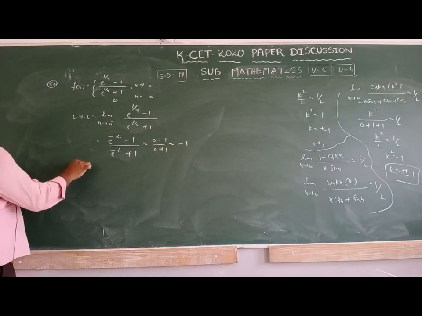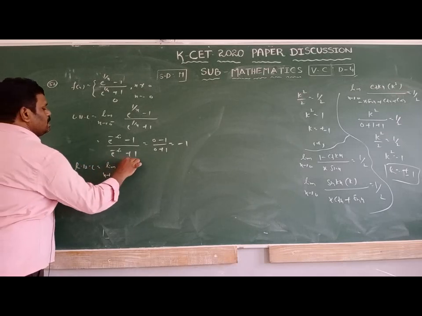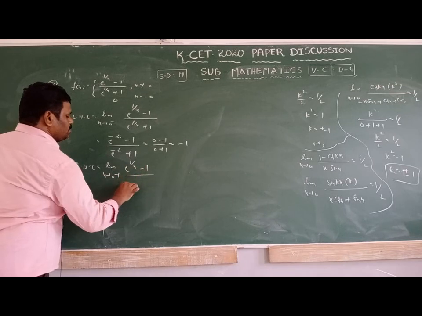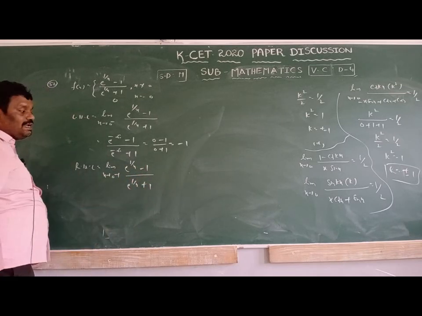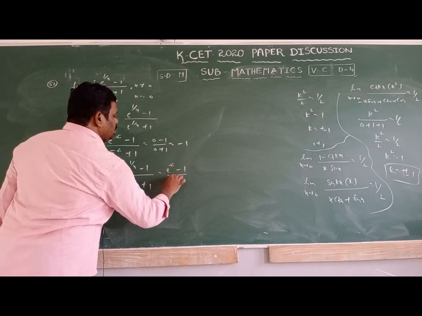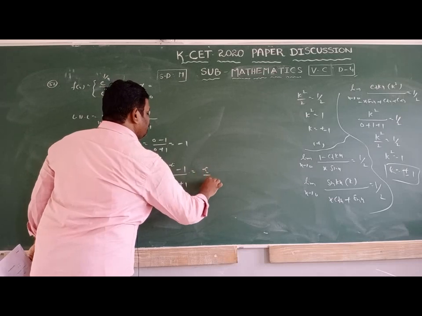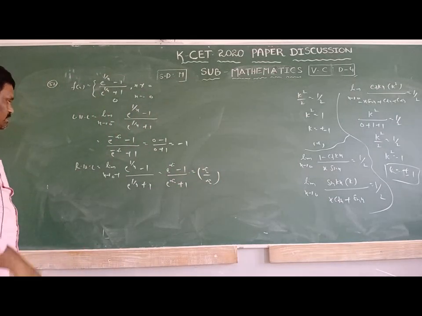Next RHL, right hand limit is limit x tends to 0 plus of (e power 1 by x minus 1) by (e power 1 by x plus 1). But if we directly substitute the limit, what happens? (E power infinity minus 1) by (e power infinity plus 1), which is infinity by infinity, so not defined. That's why we simplify this value.